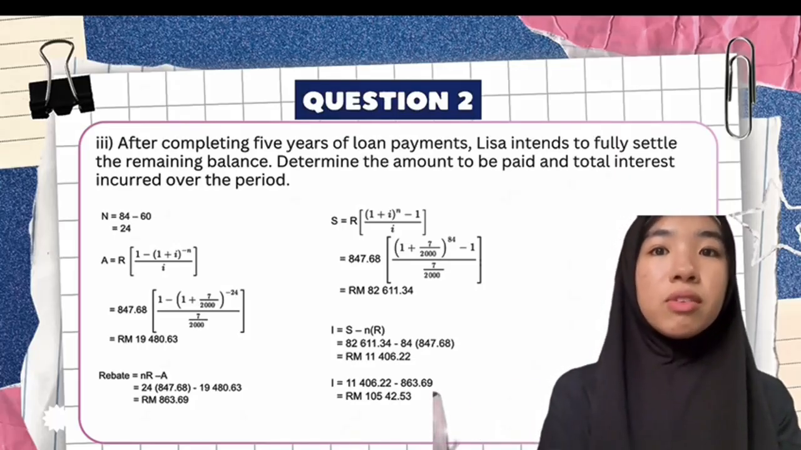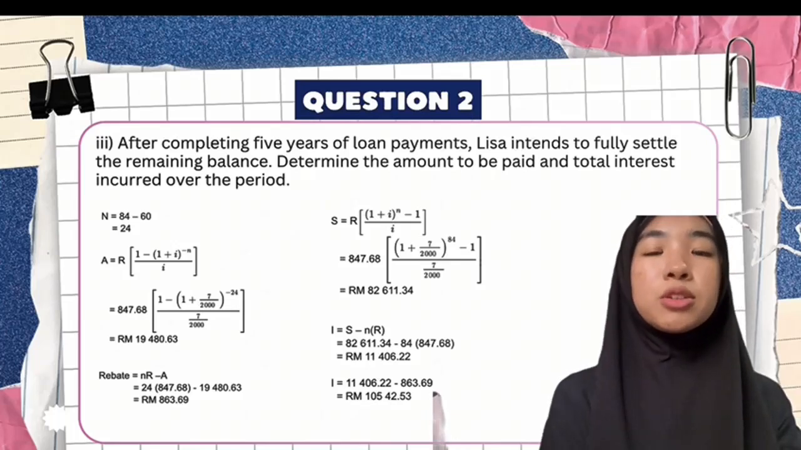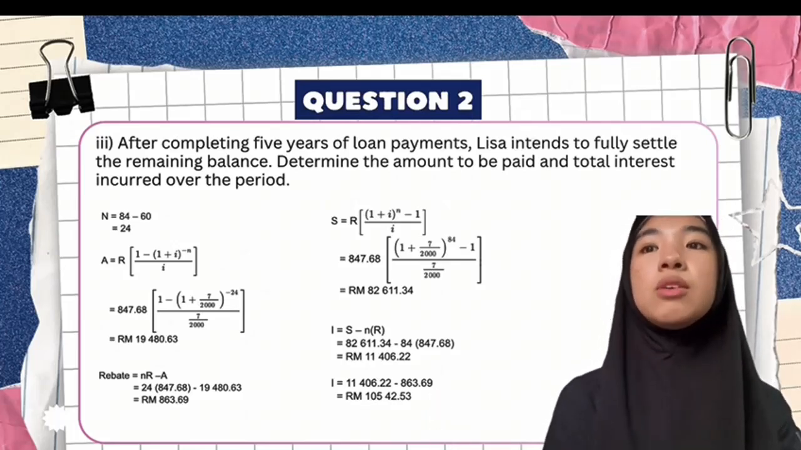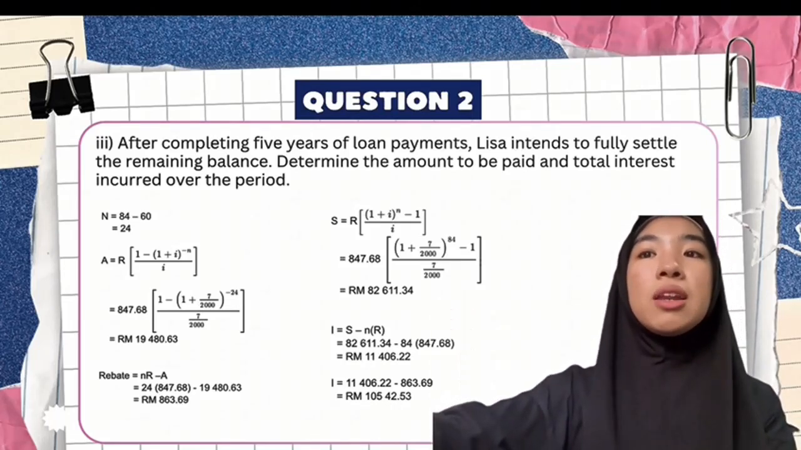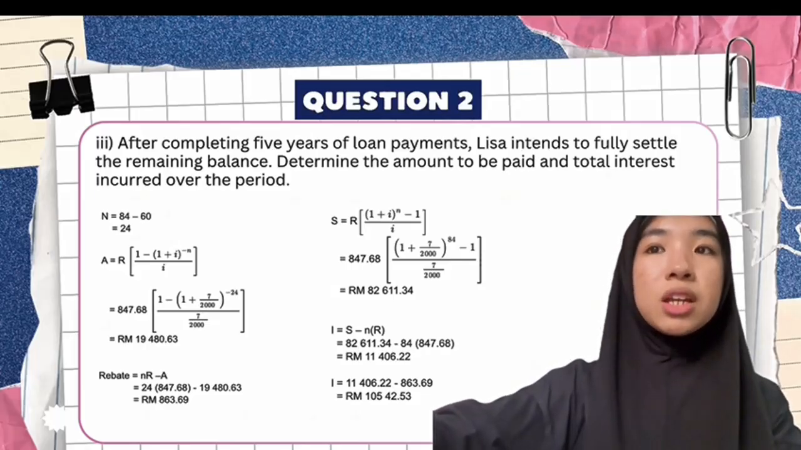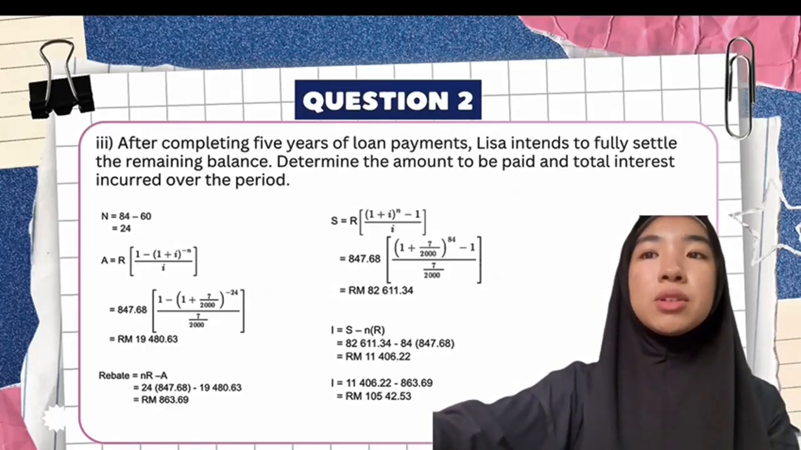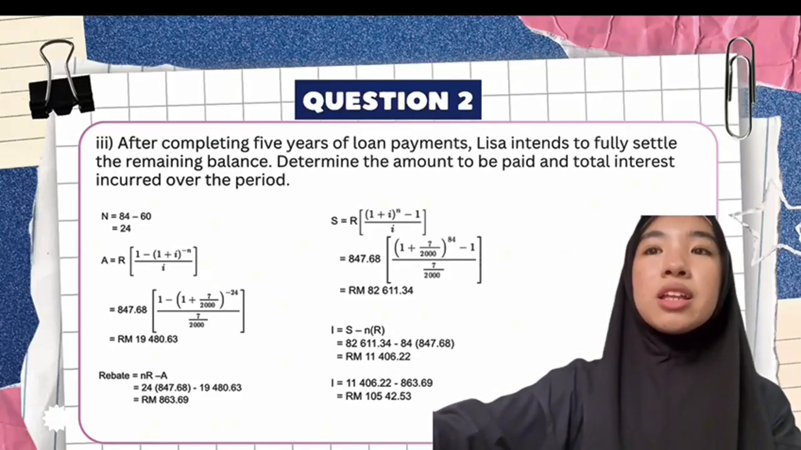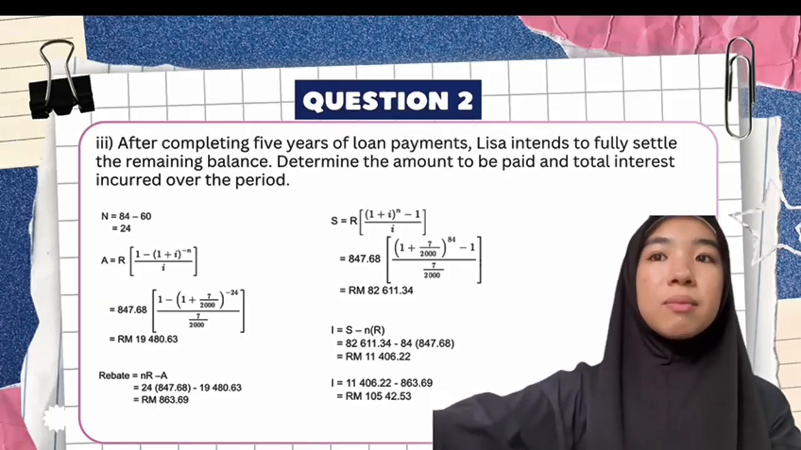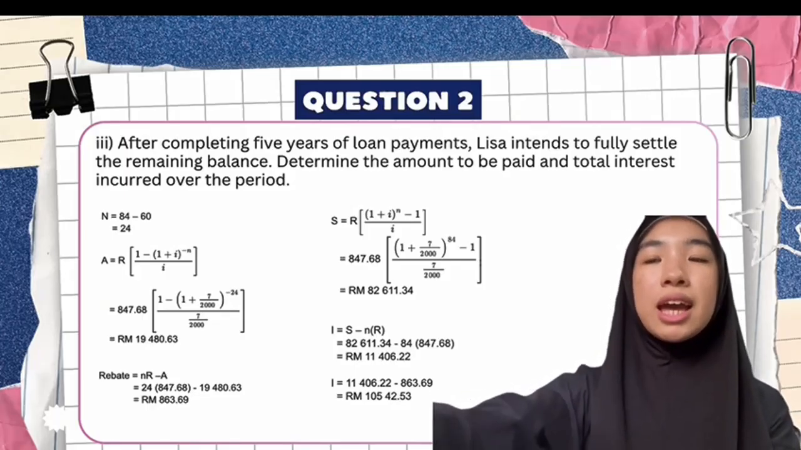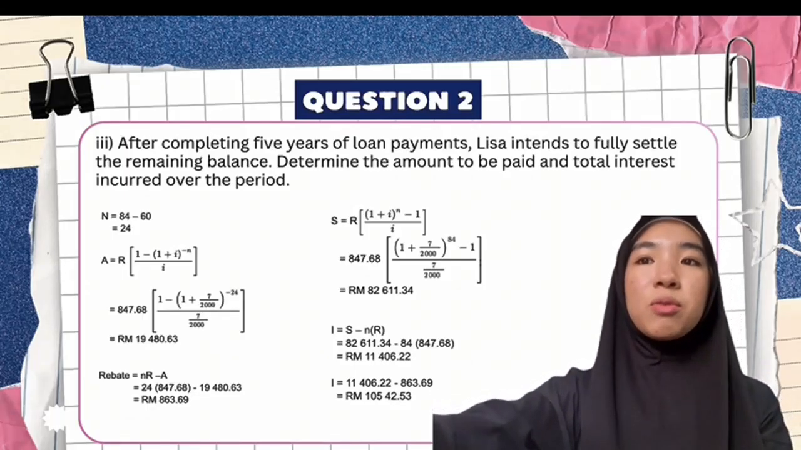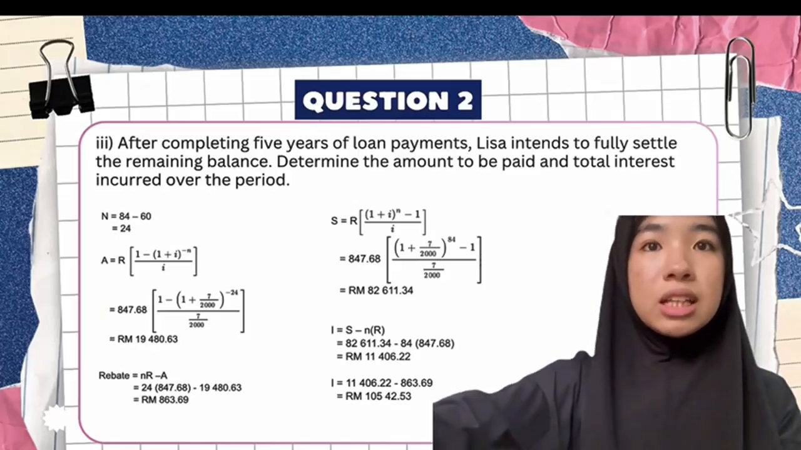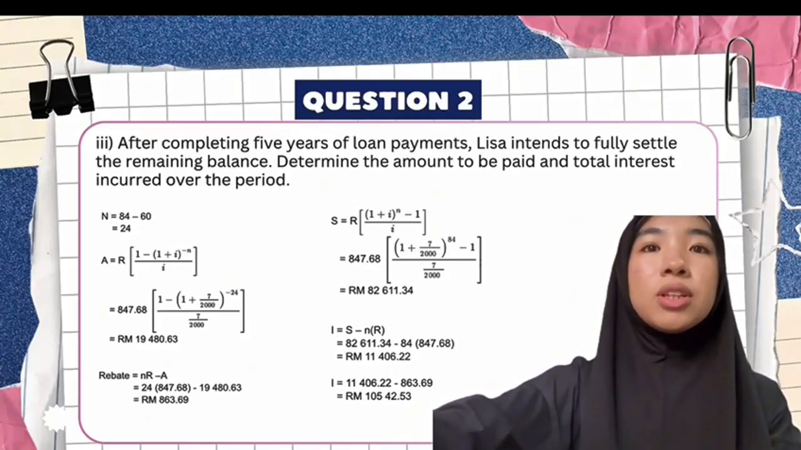Next, the total value of all 84 payments over the full loan period is computed using the future value annuity formula, S equals R [(1 plus i) to the power of n minus 1] over i, where R is 847.68 and i is 7 over 2,000. S equals 847.68 times [(1 plus 7 over 2,000) to the power of 84 minus 1] over 7 over 2,000, and we will get 82,611.34.